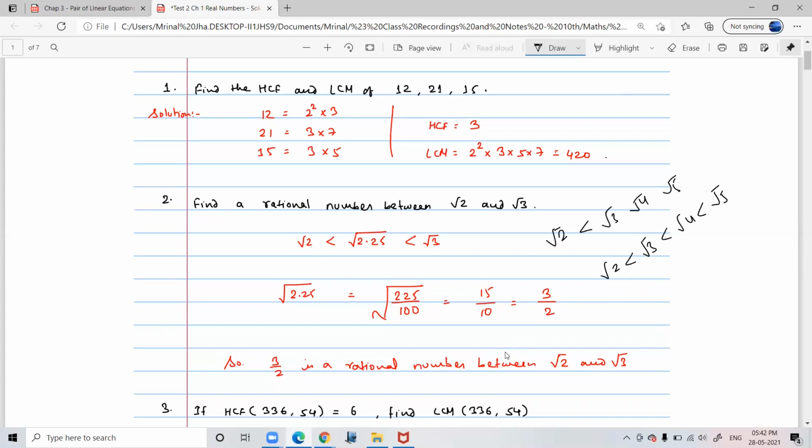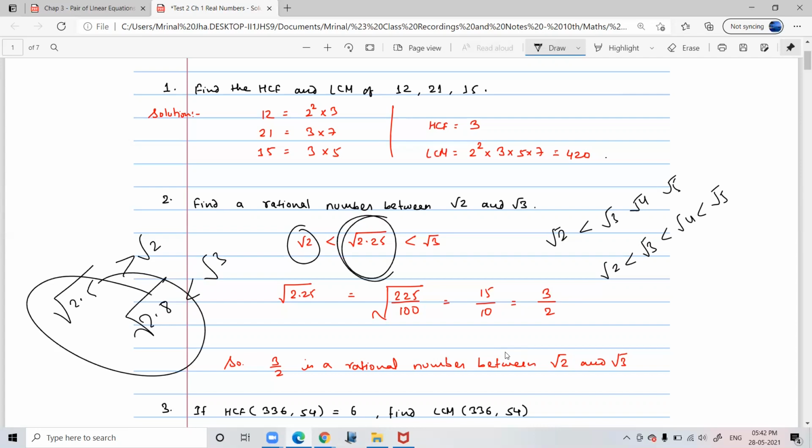In the same way, if I want a number slightly bigger than root 2, I can write root 2.5, which is greater than root 2. If I want a number just smaller than root 3, I can write root 2.8, which is smaller than root 3. So this is how I know these two numbers lie between the two.